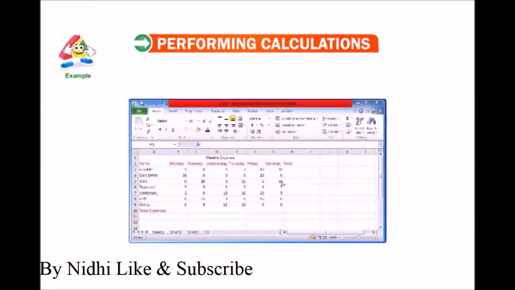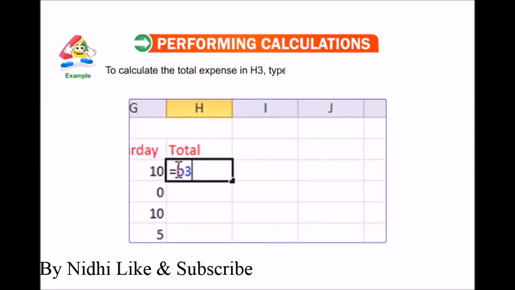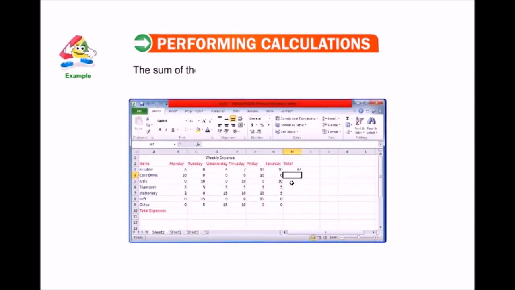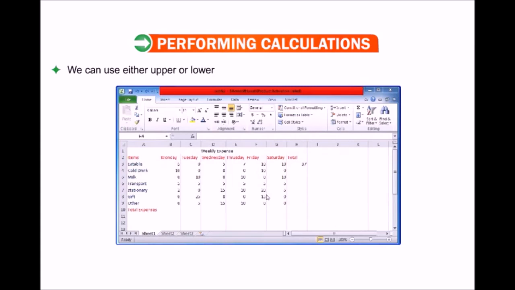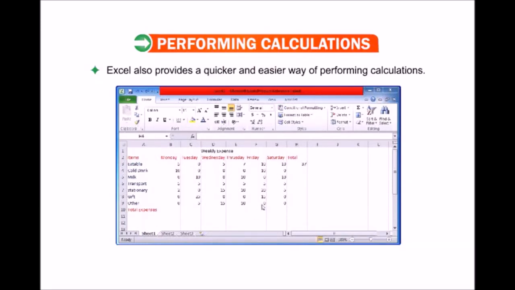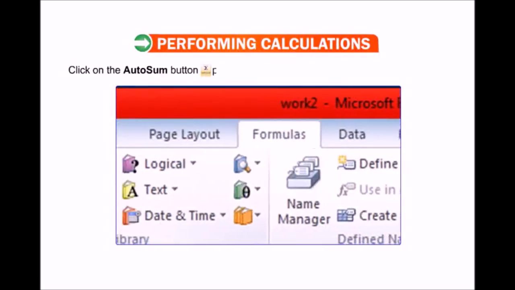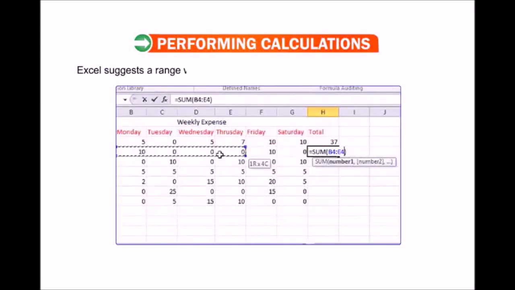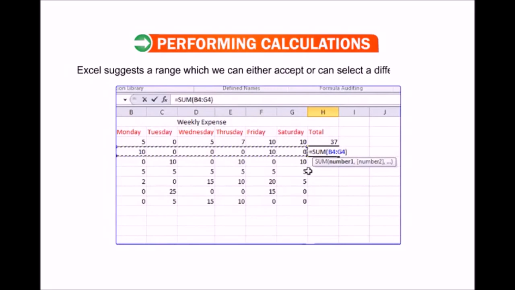Let me give an example. To calculate the total expense in H3, type B3+C3+D3+E3+F3+G3 and press the Enter key. The sum of the values in the cells B3 to G3 is calculated and displayed in the cell H3. We can use either upper or lower case letters while entering the cell address in a formula. Excel also provides a quicker and easier way of performing calculations. Click on the AutoSum button present either on the Formulas tab or the Home tab. Excel suggests a range which we can either accept or select a different range.